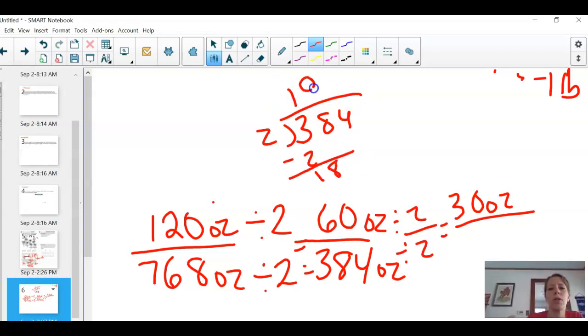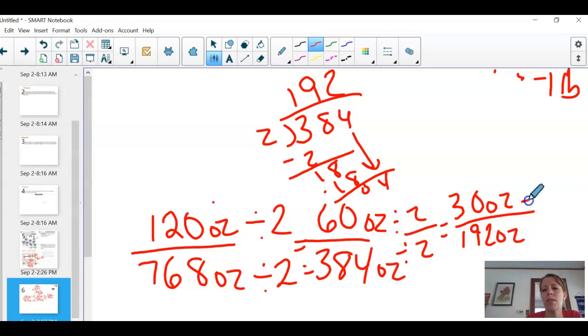Notice I'm kind of showing you my operations. It should be something you remember how to do, and if you don't, that's okay. We'll work on that. Oh, now I'm at 192 ounces. Once again, they both end in an even number, so I can divide them by 2 again, giving me 15. The ounces will cancel, so I can stop writing those.